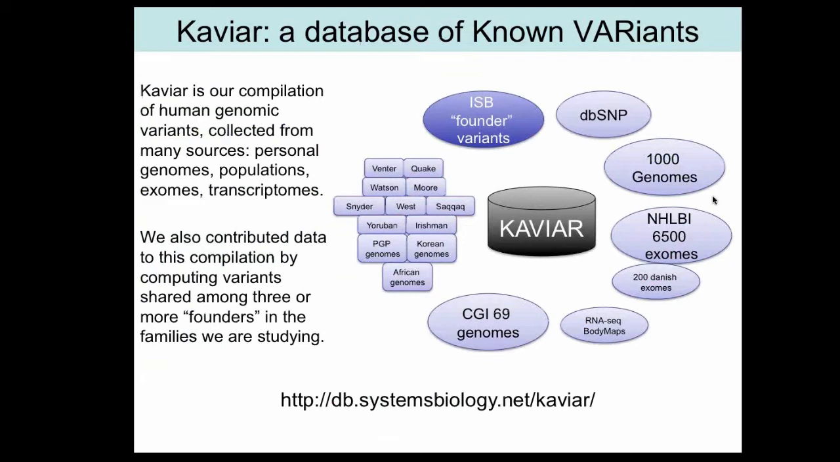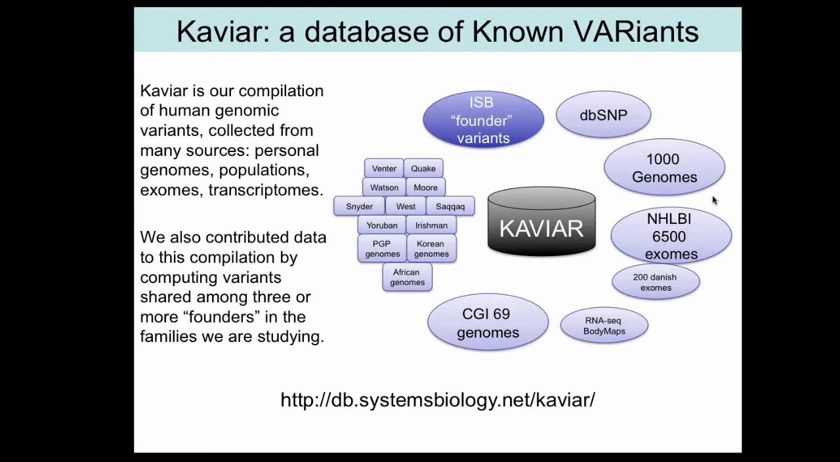if you accumulate lots of variants observed in different genomes into one single database, then you gain a lot of information about the frequency of the variants in the population. So Kaviar is a database of known variants that I developed at ISV. And the idea here is everybody who wants to do genome analysis needs to, in some way, download dbSNP and the 1,000 Genomes data and NHLBI, several thousand genomes.